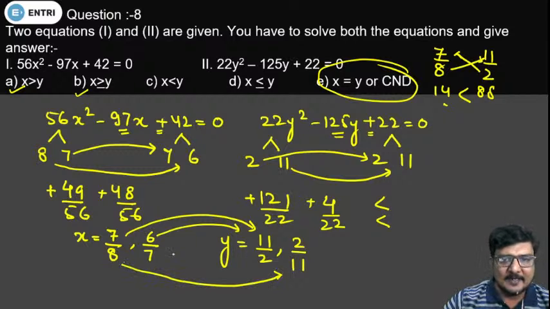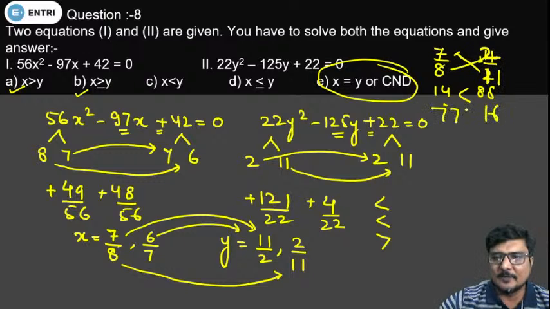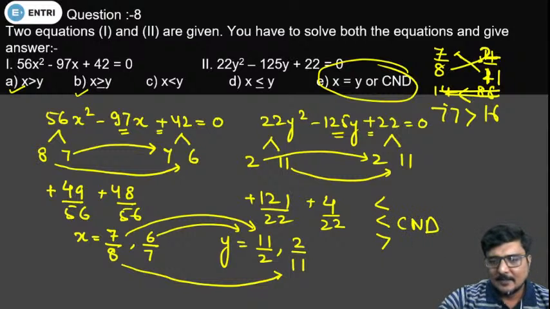So 77 and 8 into 16. So 77 is greater than. Okay. Sorry, I have compared the wrong number. 2 by 11. So this will give you 77 and this will give you 16. Okay. So the answer will be C and D.